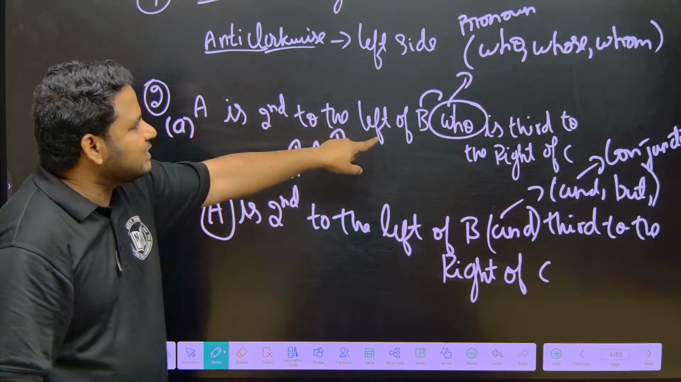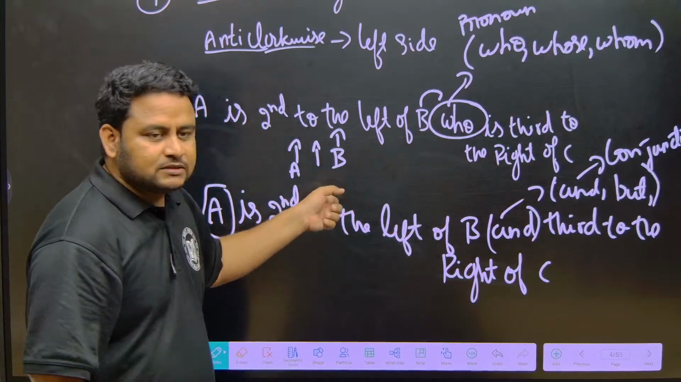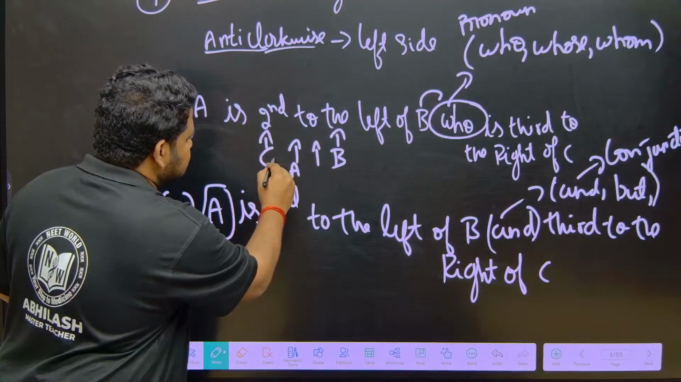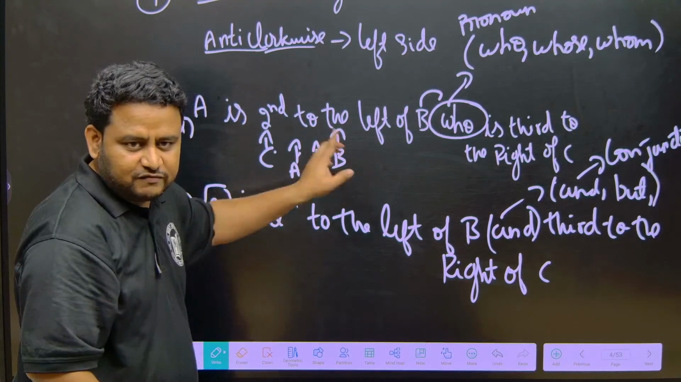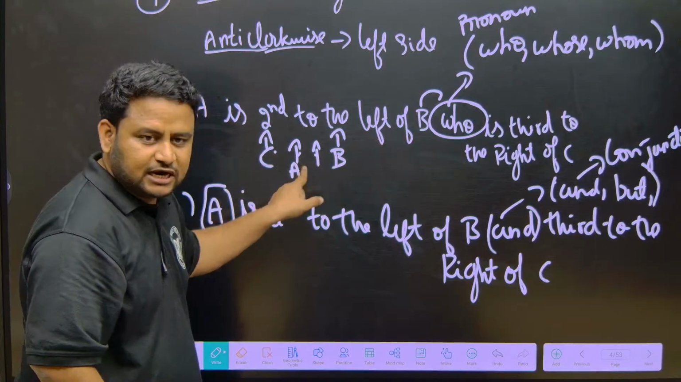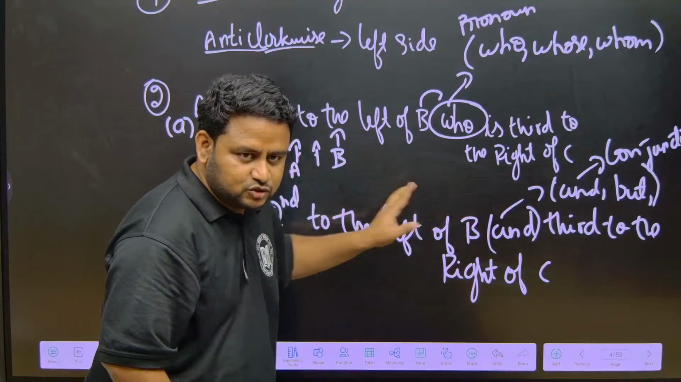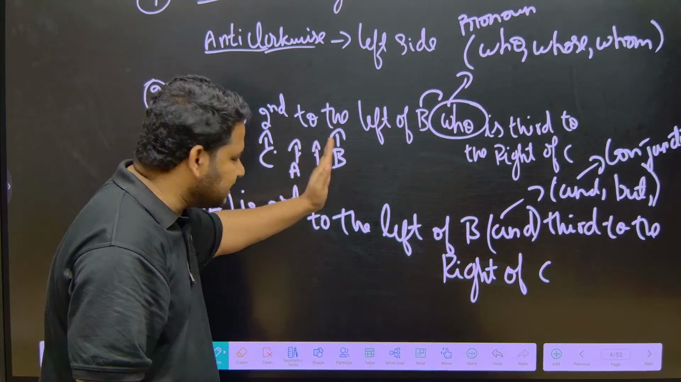Here A is second to the left of B, B who is third to the right of C. B is what? Third to the right of C. So I should write what? C here. C will be here, third to the right of C. This is first, second, third. It is not C. B is third to the right of C. So I should fix C. C will be here, first, second, third to the right of B.